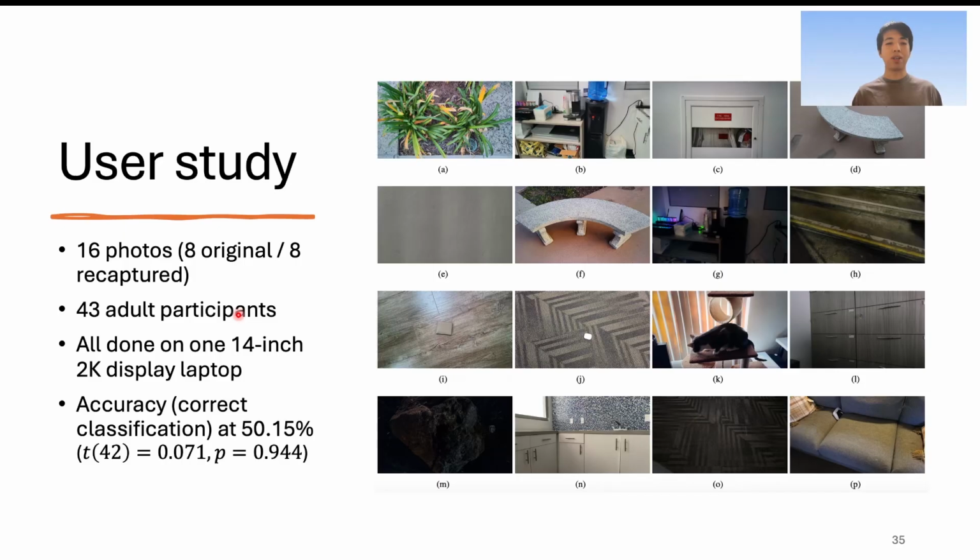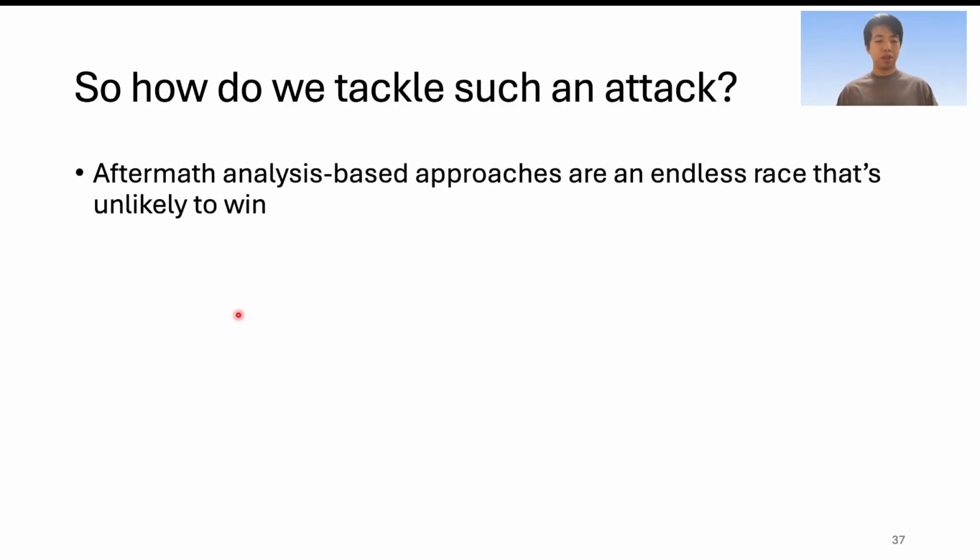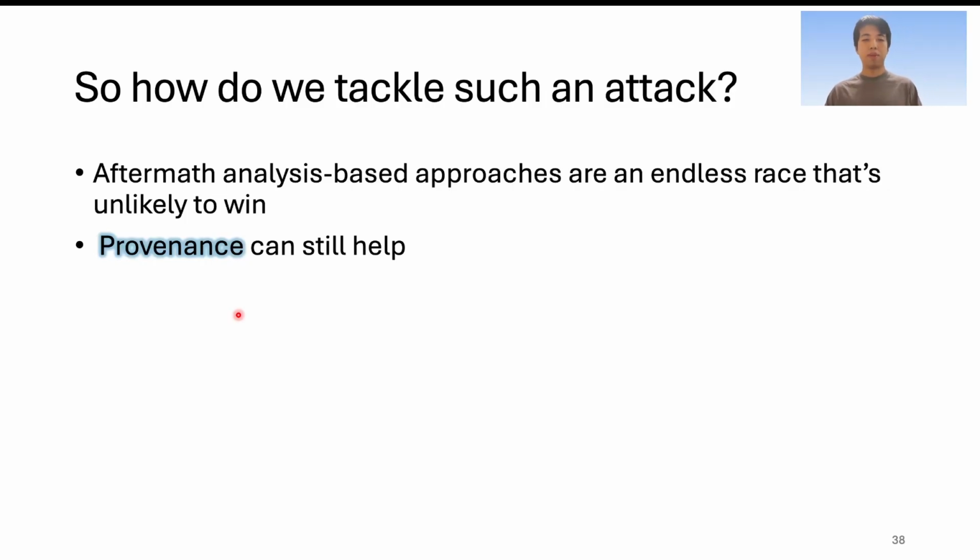The result is quite unsurprising, where we have an average correct classification rate across all participants of right about 50%, which, as you guessed, is pure randomness. So, how do we tackle such attacks then? Well, we now know that aftermath analysis-based approaches are again an endless race that's unlikely to win. And we think that provenance can still help here.